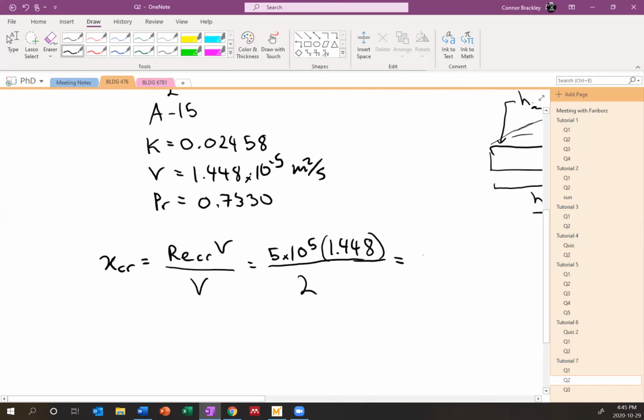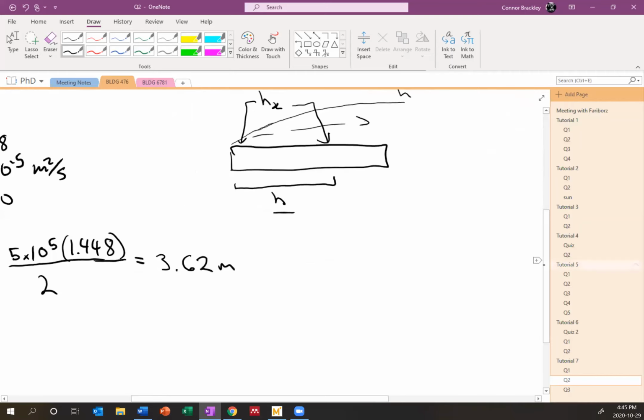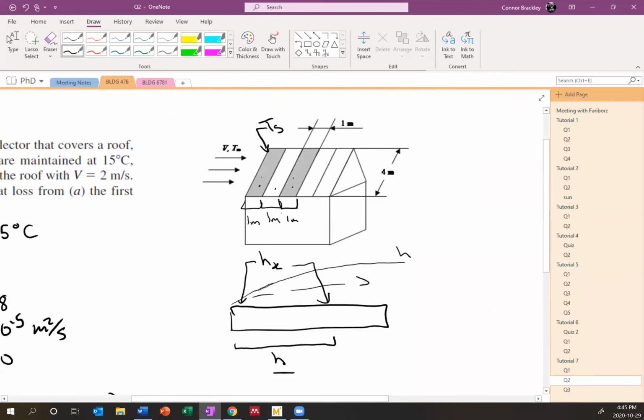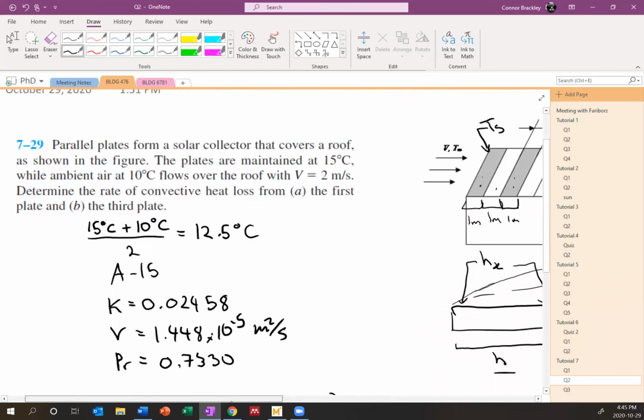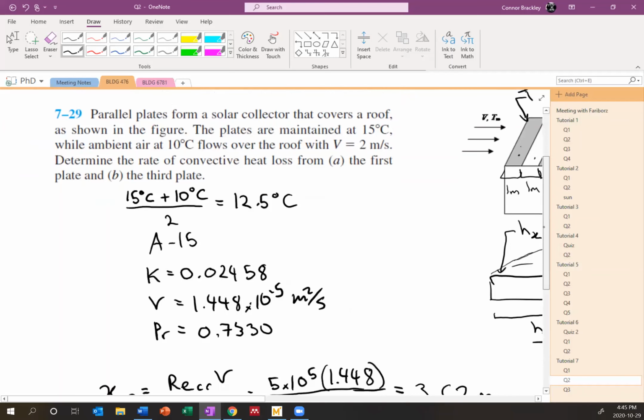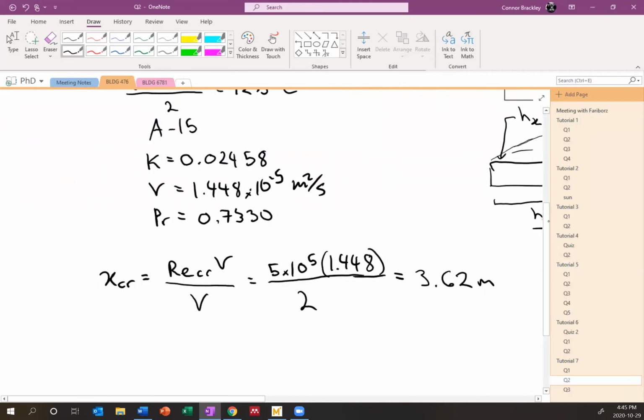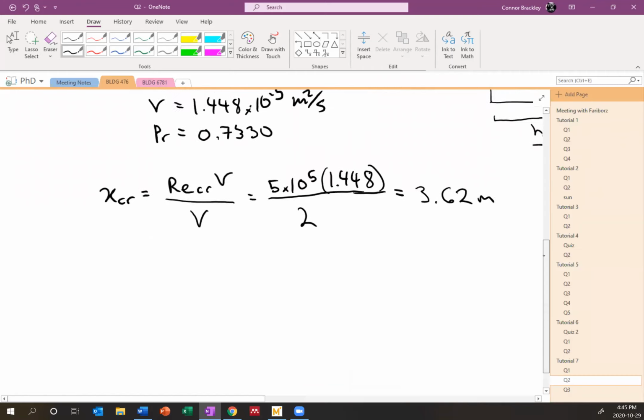And this is at 3.62 meters. And for our hosts, we're interested in the first plate and the third plate. So the total distance we're ever going to look is 3 meters. And at 3.6 meters is where it turns turbulent. So for this whole question, we're going to be dealing with laminar, which is nice.